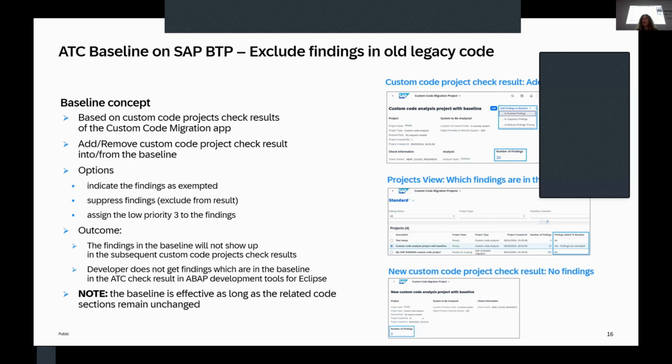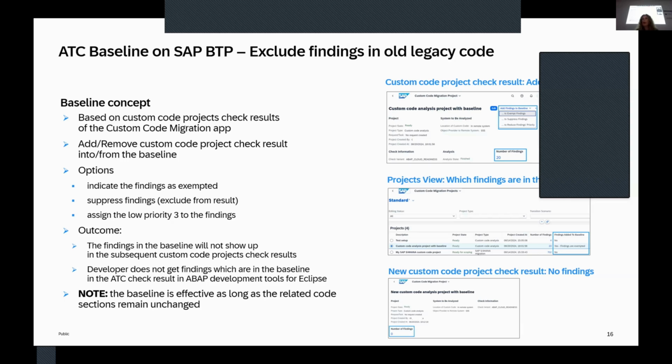And in the ATC on BTP, the baseline is based on the custom code migration projects, which you create in the custom code migration app, because there you execute an ATC run, and then you can take the findings of this run into the baseline, so you can exempt them or suppress them, just exclude them from the result, or assign a lower priority to these findings.